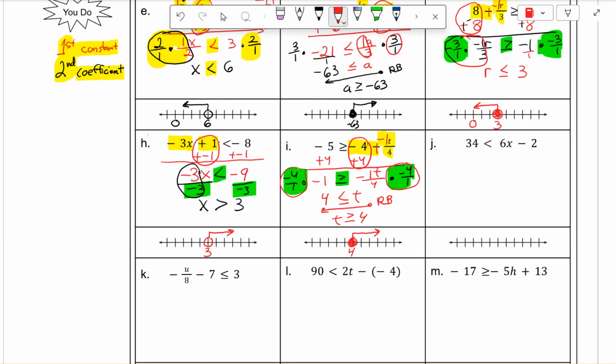So pause the video and try J now. Okay, again, check out the work. See if you're getting it right. At this point, you may want to be flipping your paper back and forth, following the steps, or possibly even raising your hand and getting some extra assistance in the classroom.